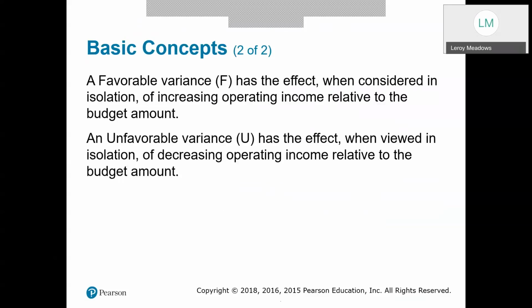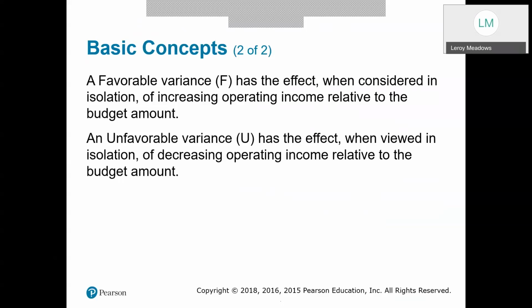When examining variances, we look at whether that particular line item, with all else considered equal, increases operating income or decreases operating income. If one line item taken by itself, with all else being equal, has a positive effect on operating income, meaning it increases operating income, then it's a favorable variance. An unfavorable variance is the opposite. When we take that one line item and view it in isolation, assuming all else remains equal, that variance is decreasing operating income relative to the budget amount.